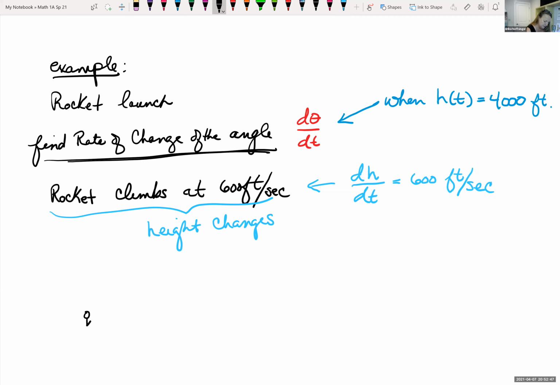And we're given that you are standing 3,000 feet away from where the rocket was launched. So the rocket is going upwards, and we want to know about this angle, because this angle is changing as the rocket rises, when it is at 4,000 feet.